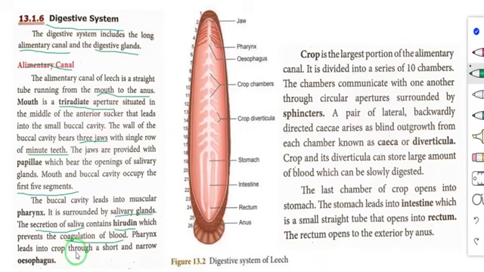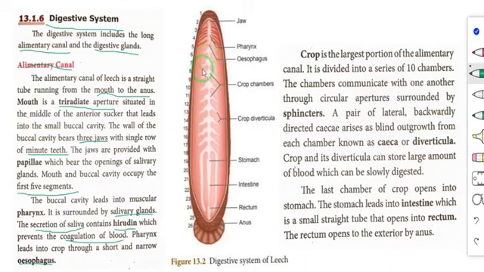Pharynx leads into the crop through a short and narrow esophagus. Understand, children? This is the pharynx region. It leads into the crop region through a short and narrow esophagus, this region.